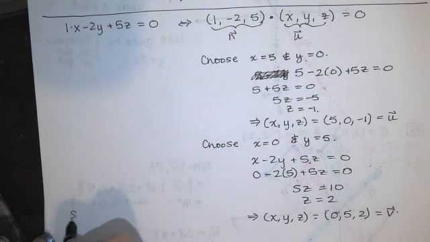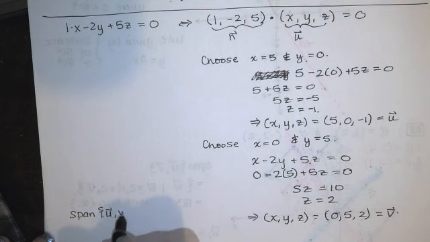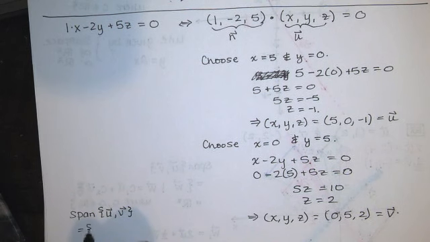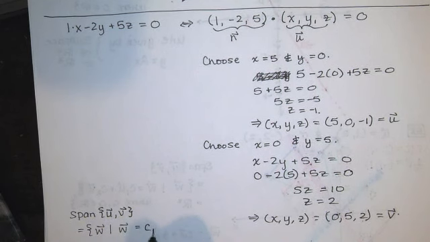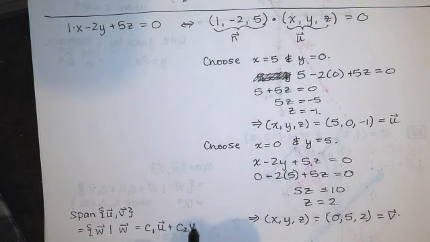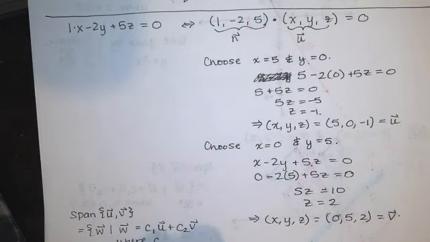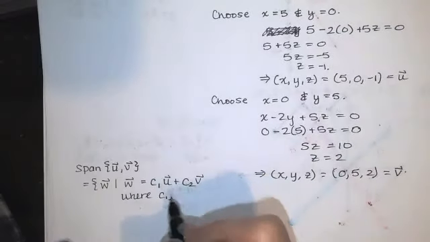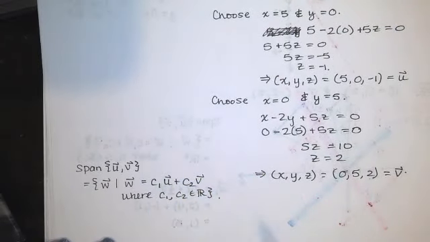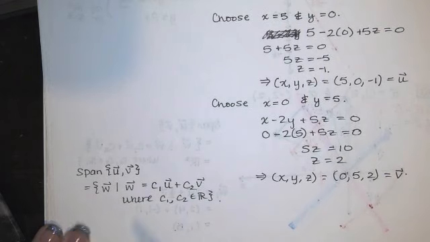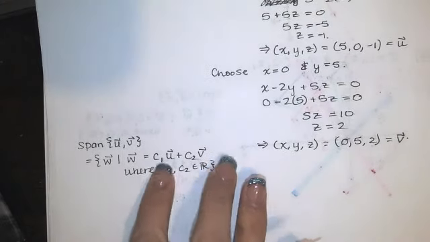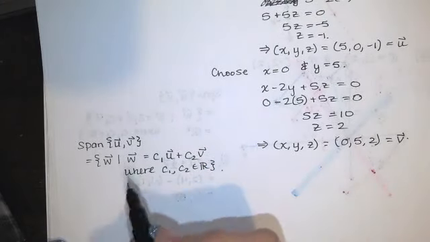So the span of u and v is going to be the set of all vectors w such that w is a constant times u plus a constant times v, where those constants are real constants. That is going to give us that plane. And if you're saying to yourself, how do you know that's going to give us that plane? We could check by taking linear combinations of u and v.